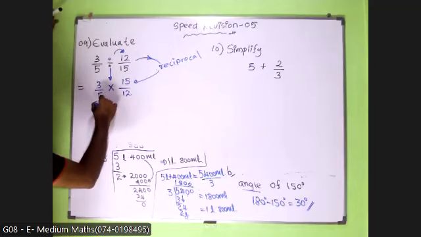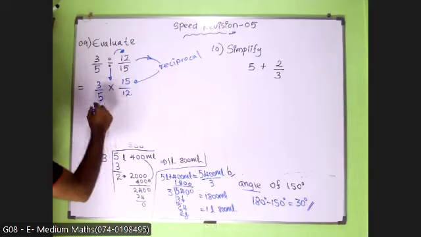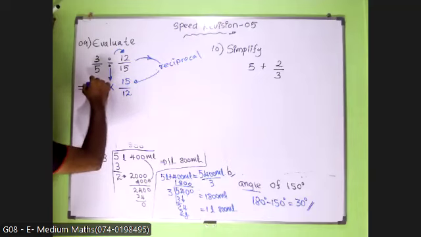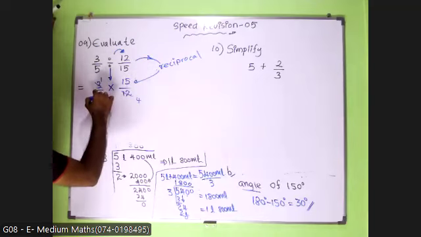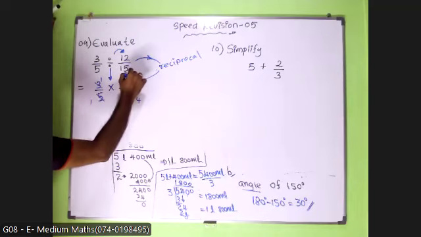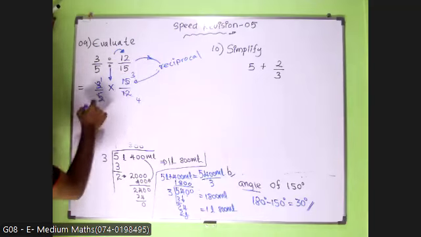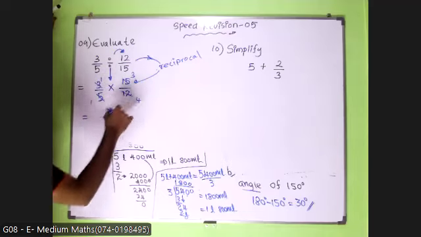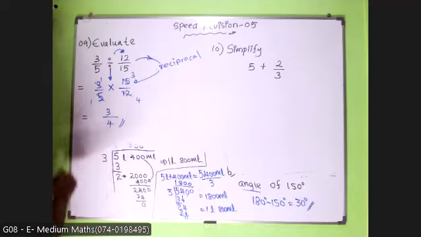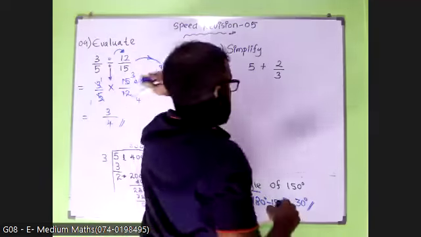So how do you simplify this one? In the numerator you have 3 times 1, 3 times 4. Denominator 5 times 1, 5 times 3. So the final answer: 1 times 3, 3, 1 times 4, 4. 3/4. A proper fraction.